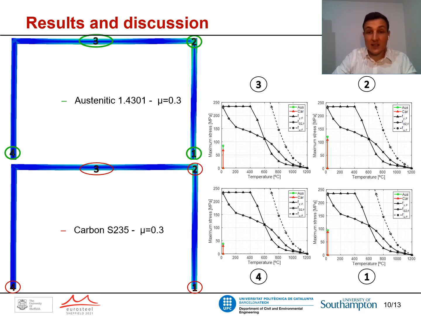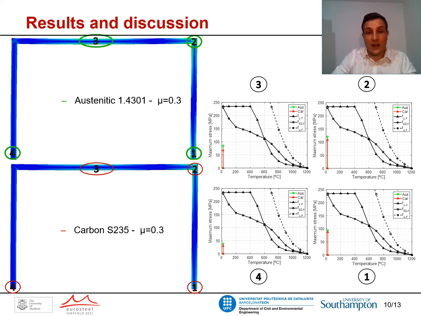We have seen that the stainless steel Class 3 frames fail as expected, but what about Class 1 frames? Do they really have a certain capacity to redistribute internal forces at elevated temperatures? Well, let's check it with some of the results obtained.